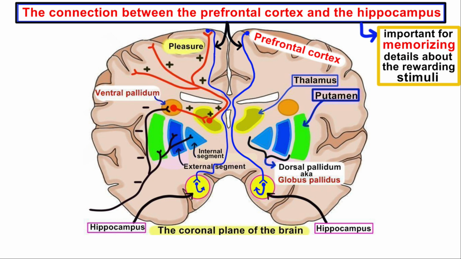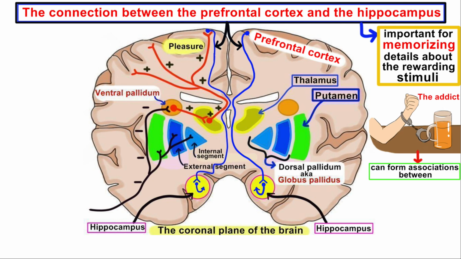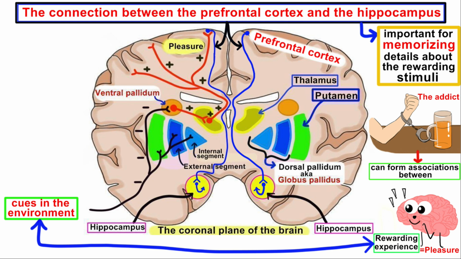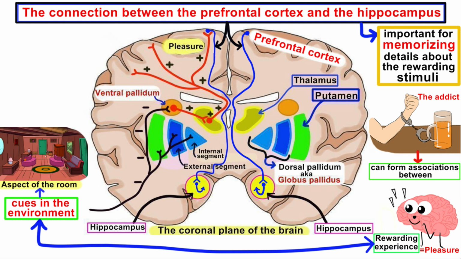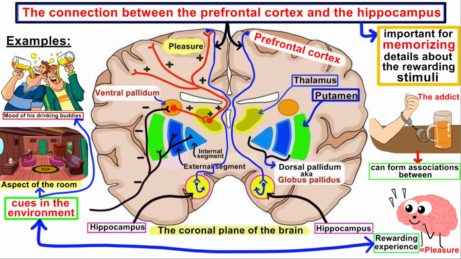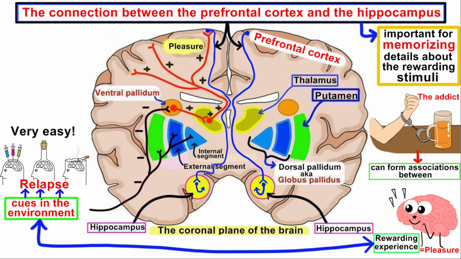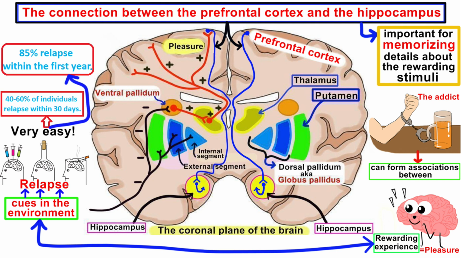So pay close attention. Because of the connection between the prefrontal cortex and the hippocampus, an addict can form associations between the memory of the rewarding experience of drug use and the memory of the cues in the environment. For example, the aspect of the room where he took his last dose or the aspect and mood of his drinking buddies. As it turns out, the cues in the environment are strong mediators of the drug-seeking behavior and can trigger relapse even after months or years of abstinence, just like in this scene from BoJack Horseman.